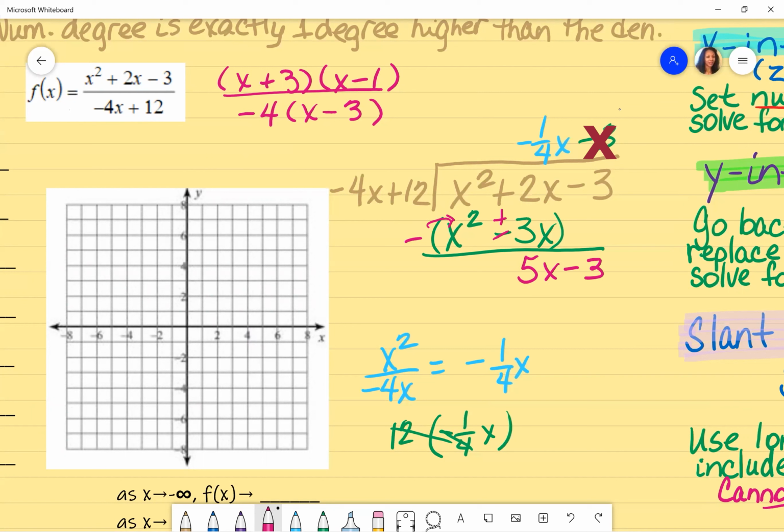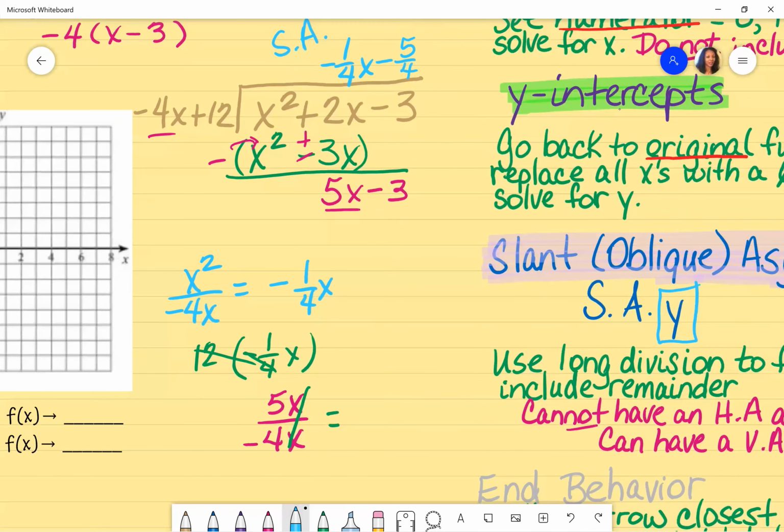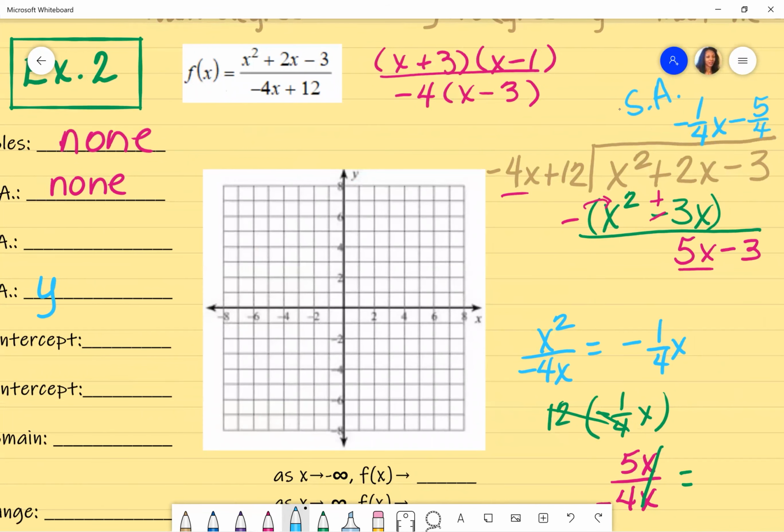So what I want to do is start the process again. Take the 5x divided by the -4. The x's go away and I am left with -5/4. This is my slant asymptote. It's an equation. So that's what I'm going to write, and notice it takes on the y value. Y is equal to -1/4x minus 5/4.